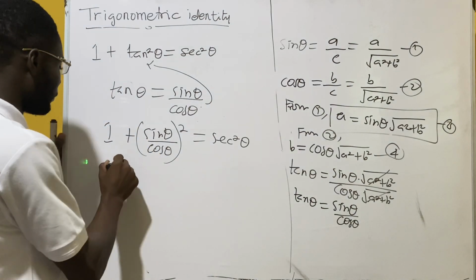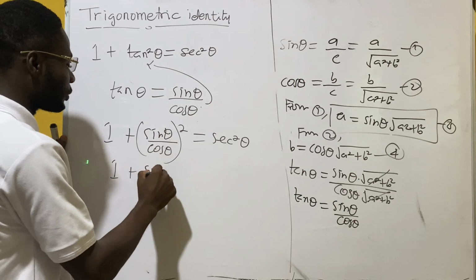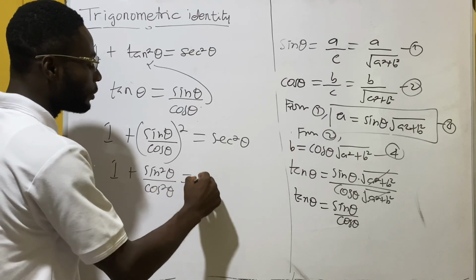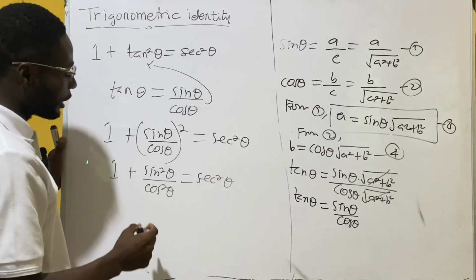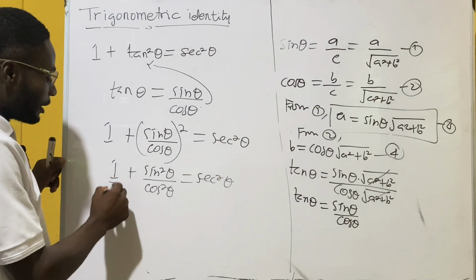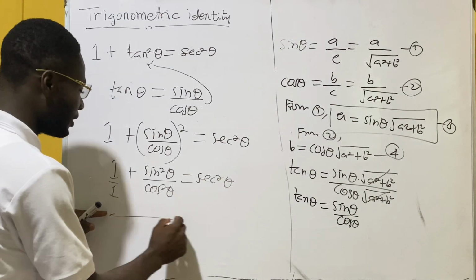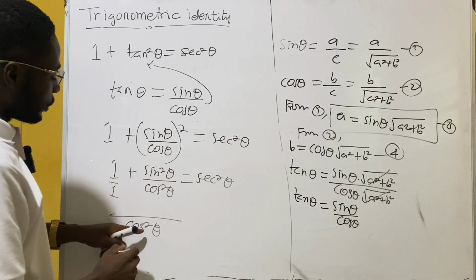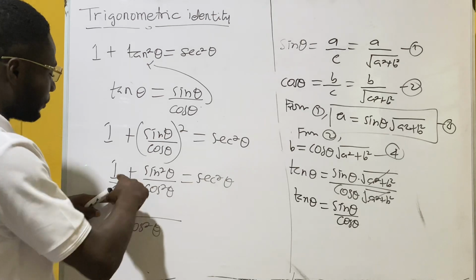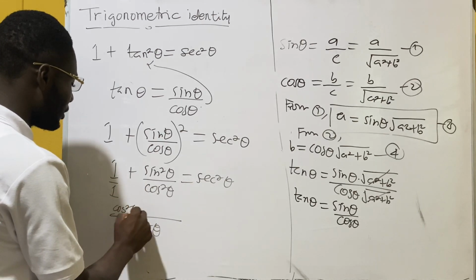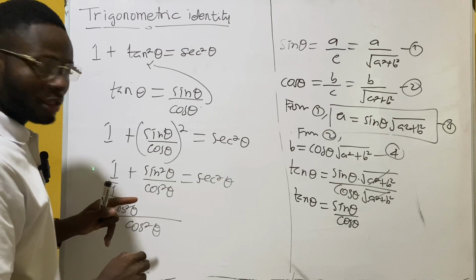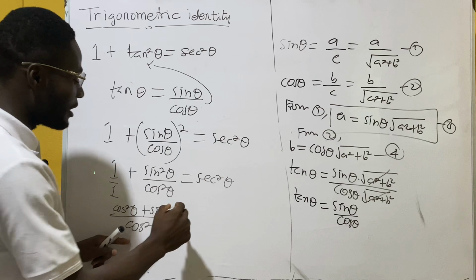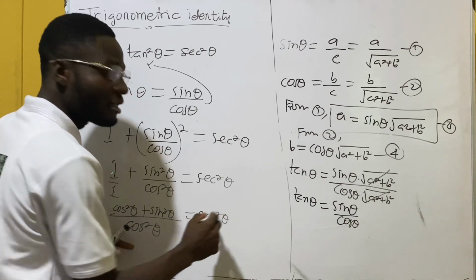Good. So we have 1 plus sine squared theta over cos squared theta, and that should be equal to sec squared theta. This 1 here is over 1, right? So when you find the LCM, you're going to have cos squared theta. This goes here and multiplies 1, and we have cos squared theta. This goes here, cancels out, leaving plus sine squared theta, and that should be equal to sec squared theta.